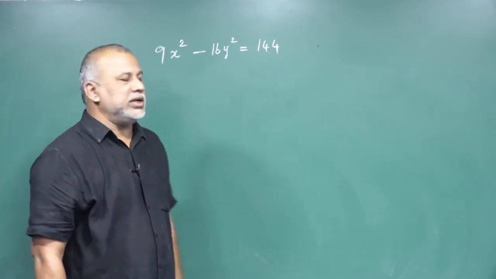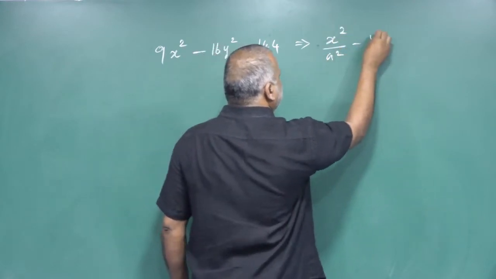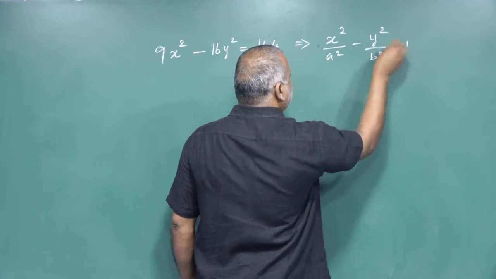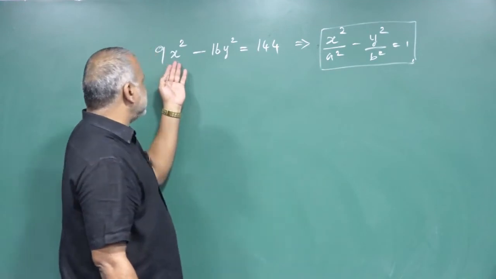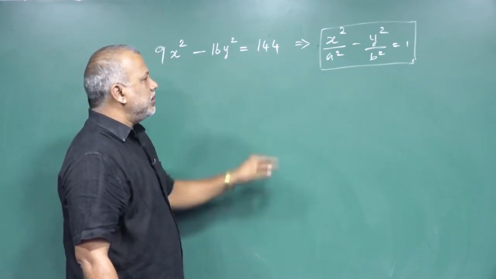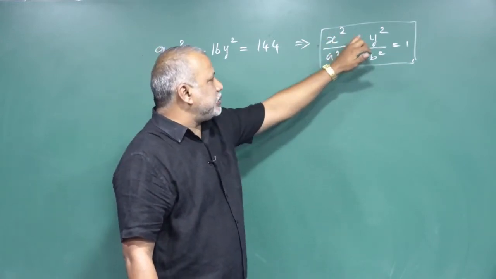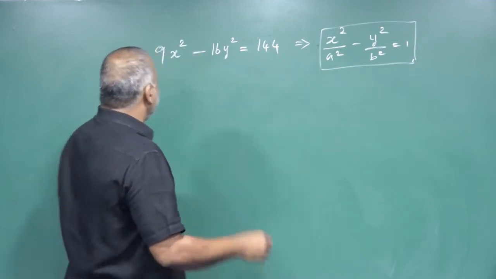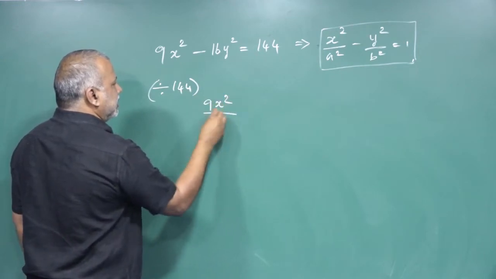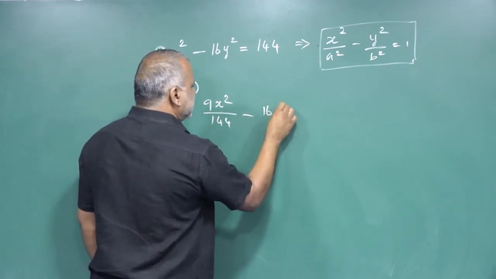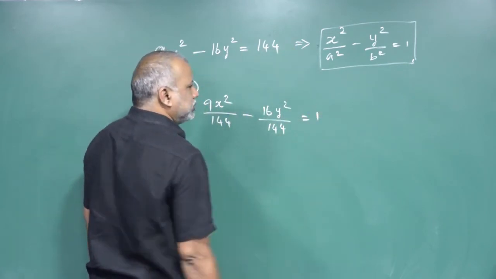But in the standard form, we need the equation in the form x squared by a squared minus y squared by b squared equal to 1. We need the standard type like this, type number 1. Since we start with 9x squared minus 16y squared equal to 144, we divide the given equation by 144. So we get 9x squared divided by 144 minus 16y squared divided by 144 equal to 144 divided by 144, which is 1.